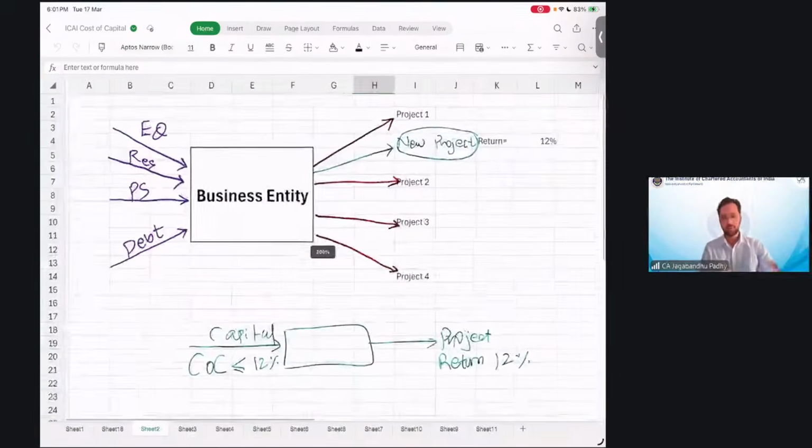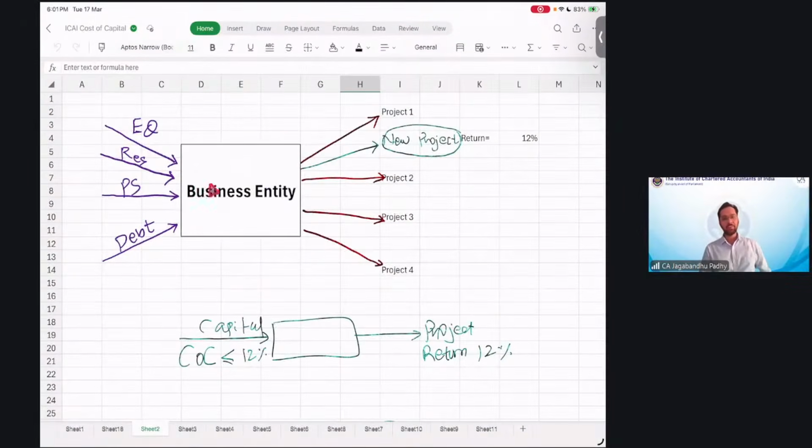So the idea over here is a business entity actually gets money from multiple sources. It could be equity, it could be reserves, it could be your preference shares or debentures. And then the amount of money which is collected is invested into multiple projects. So now, let's say you want to evaluate one of the projects with a promised return of 12%. Now, whether I should be investing in this or not actually depends on how you have raised the money and what is the cost of the money that you have raised. So that's important to know what's the cost of each one of them, right?